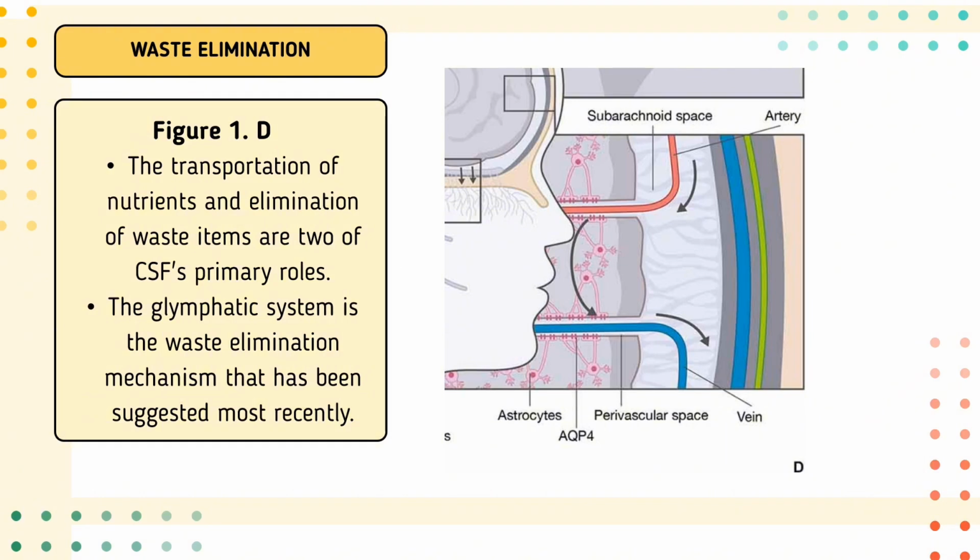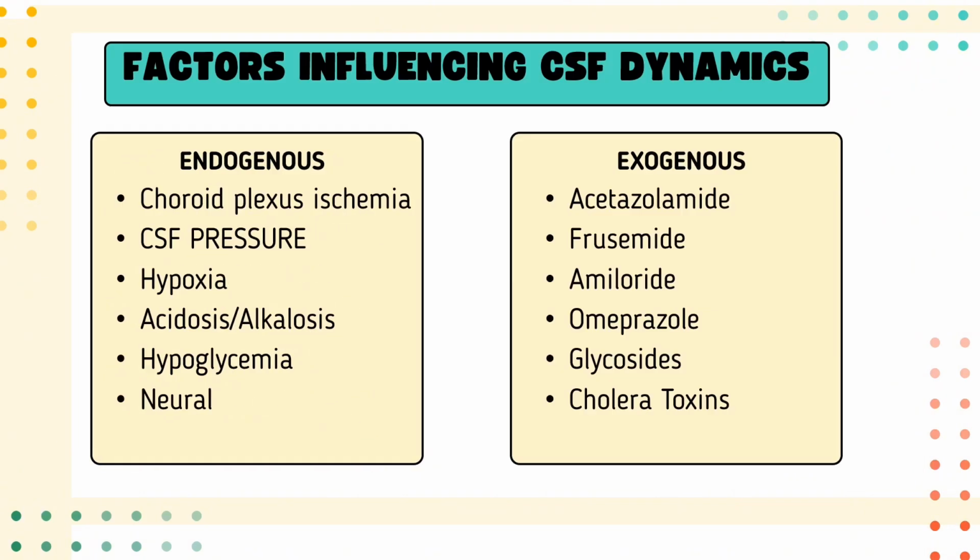The mixture of CSF, ISF, and waste materials penetrates the perivascular regions surrounding veins. The mixture exits the brain parenchyma via the perivascular spaces. For the factors influencing CSF dynamics, there are two, which are the endogenous and exogenous. For endogenous, there are choroid plexus ischemia, CSF pressure.